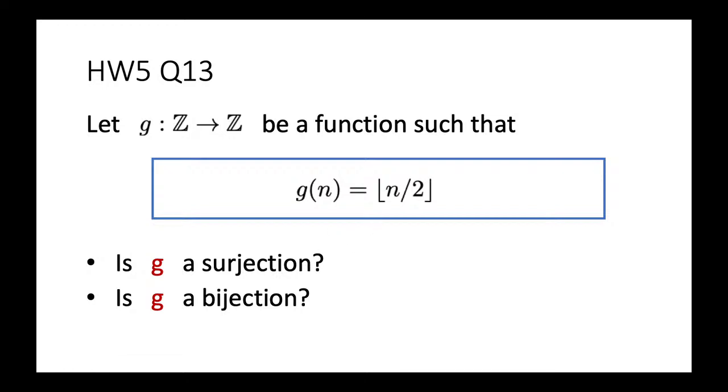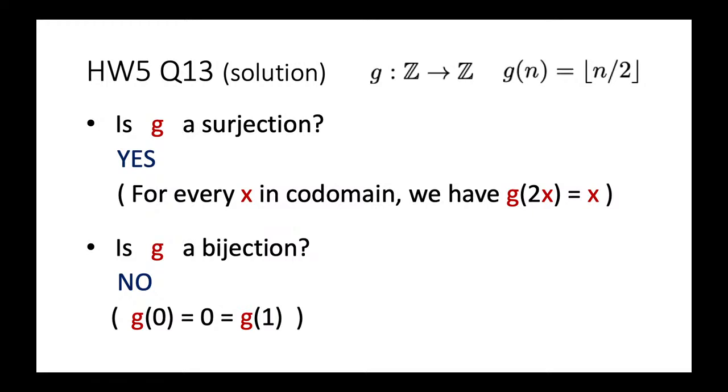Okay? And the question here asks us whether g is a surjection and whether g is a bijection. The purpose of this problem is we want to make sure that you understand how to formally show a function is a surjection or not, and how to show a function is a bijection or not. So it does not just ask you whether it is a yes or no, but you need to explain why it is true. So this is the function g. Now we want to ask whether g is a surjection.